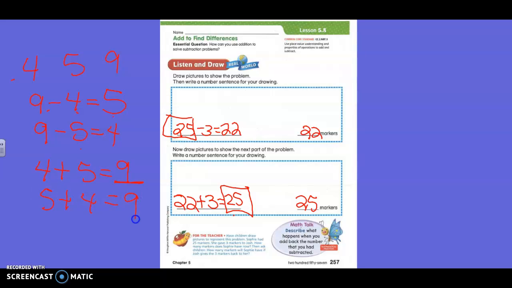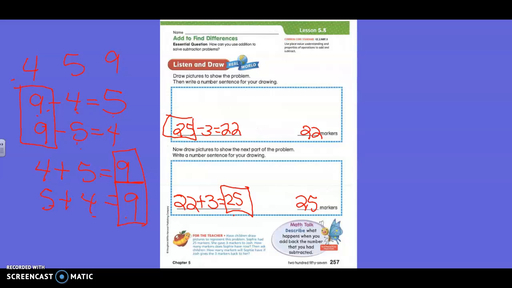But do you still notice? You still have all the same numbers. You still have 5, 4, and 9. No matter what order, you still have the same numbers, right? They're just in a different order. Okay? You have to have the big number in the sum when you're adding. You have to have the big number as the first number when you're subtracting.